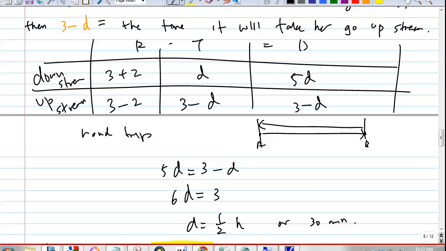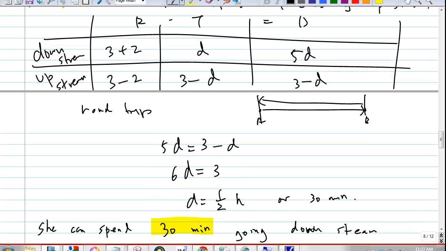So first I write down. Okay, so then how do we answer the second question? How far downstream can she travel? Scott? You substitute the D for 1/2. That's right. You substitute. Do you think I should substitute 30 or half for D? Half. What happens if I plug in 30? What would that mean?